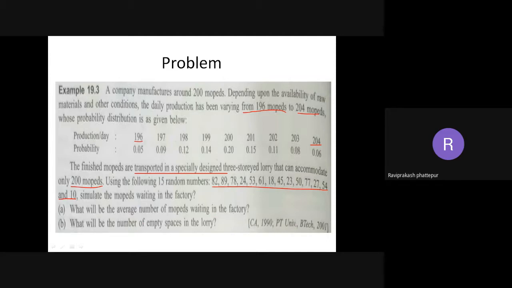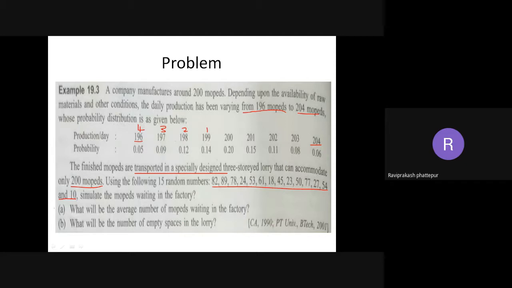That means more than 200. When are you producing it? Then what will be the number of empty spaces in the lorry? So if you produce less, like less than 200, so how many are there here? See here, 196, 197, 198, 199. Okay, till here if you make, so there will be here one empty space. That means one moped can be accommodated, but it is not there because you have not produced. Here are two, here are three, and here four. So per load you can have up to four empty spaces. So they are asking what will be the number of empty spaces in the lorry.